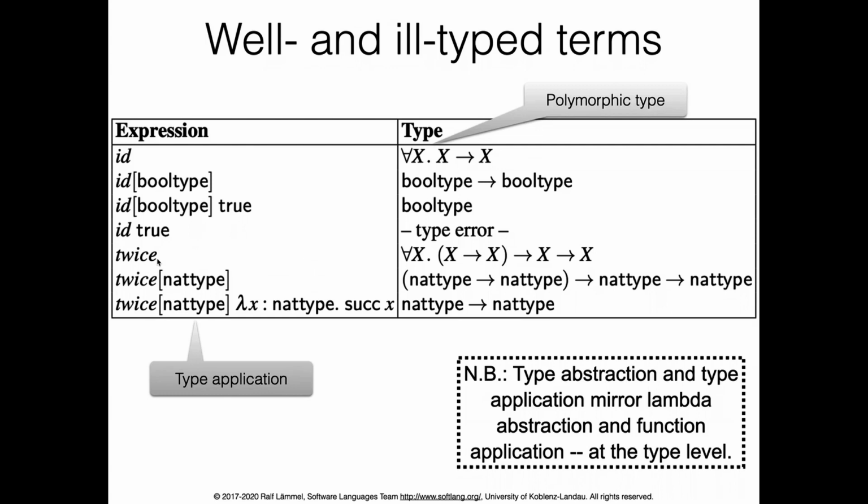Okay, so here's the type of the twice function. It's also a polymorphic type. So it takes a polymorphic function from X to X, it takes an X and returns an X. And again, we can specialize it here, we can specialize it for nat type, and then we can also pass in the successor function here. Okay?